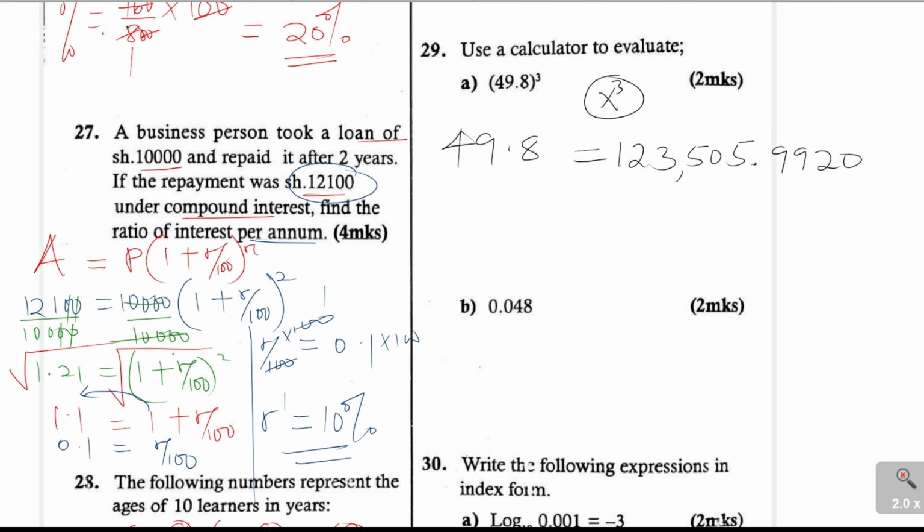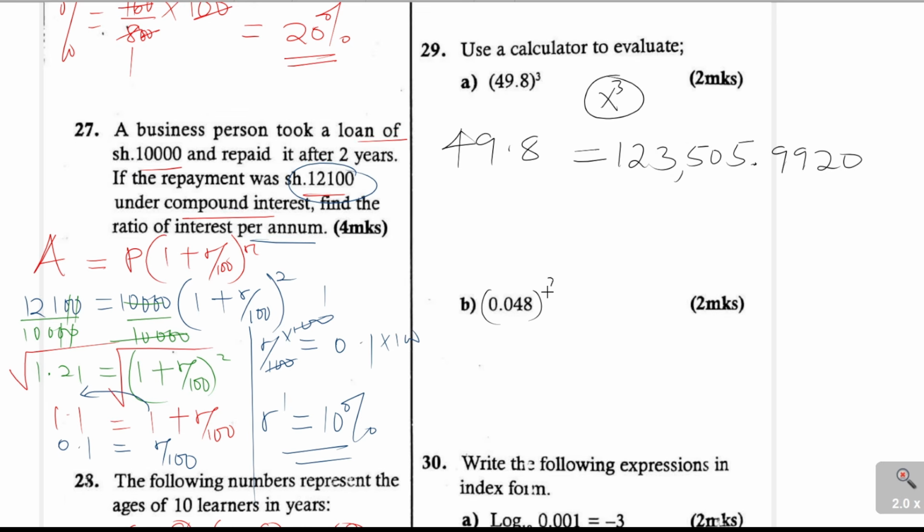As simple as that. So that one is just testing the use of calculators, whether you're able to get the cube. For the second one, there's a mistake here. It's supposed to be cubed as well.